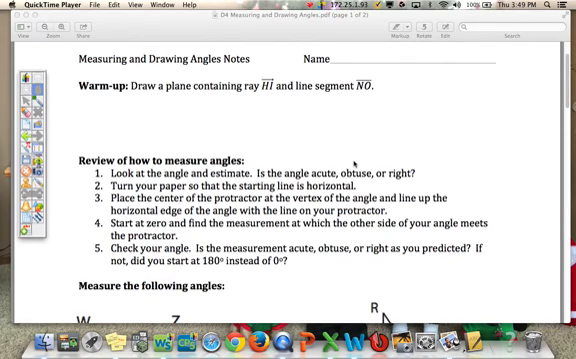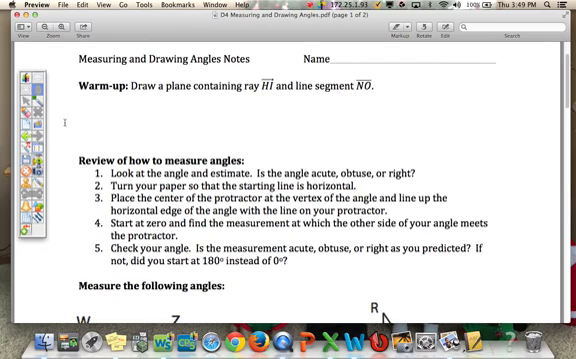Today we're going to review how to measure angles, and we're also going to take a look at how you draw angles. So for the warm-up, can you draw a plane containing ray HI and line segment NO? Let's try it on my own.